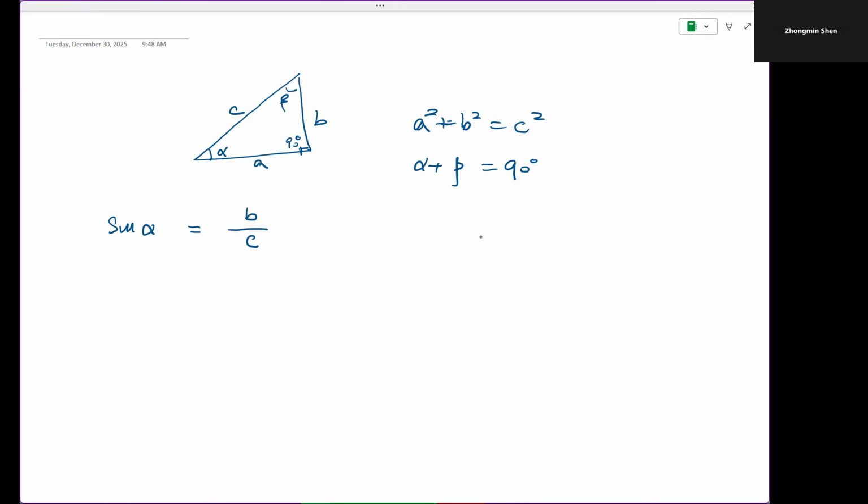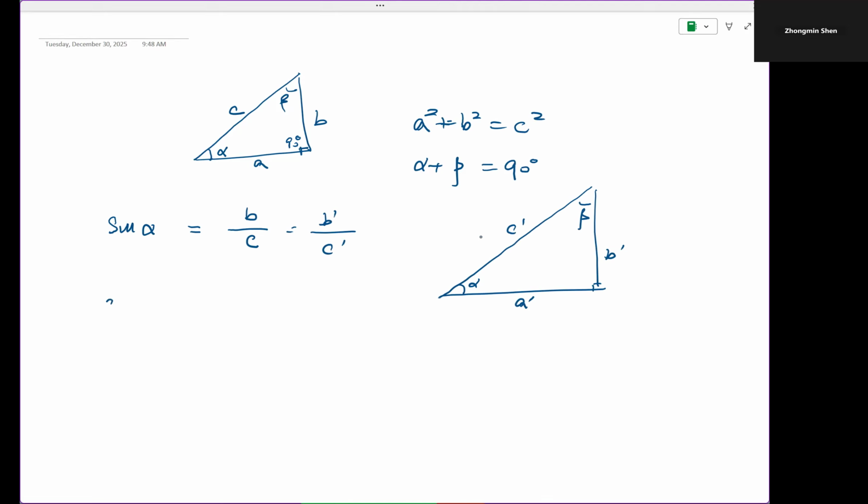Now, this ratio will be independent of the size of the triangle, because if we enlarge the triangle proportionally, keeping the angle alpha unchanged, this ratio will be unchanged. That's why in mathematics we call it well-defined. Another, even larger triangle with the same angle has sides A prime, B prime, C prime, and then this is B prime over C prime. It's the same, because they're similar triangles.